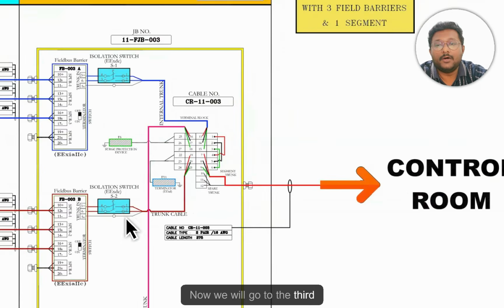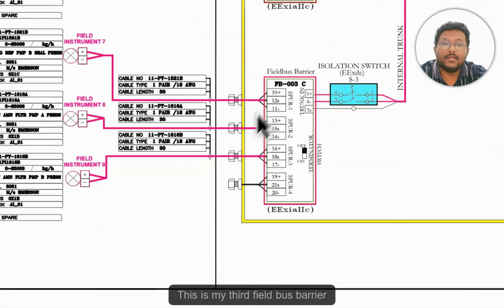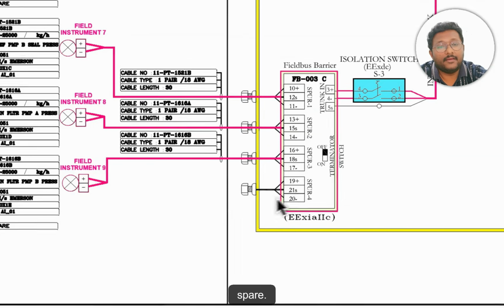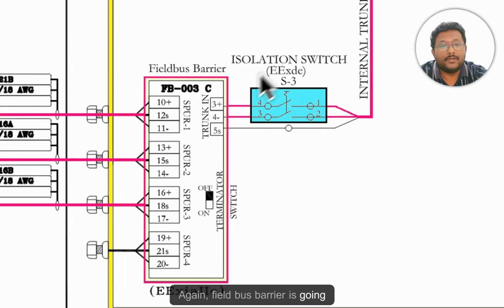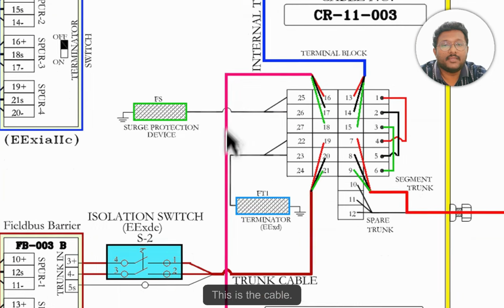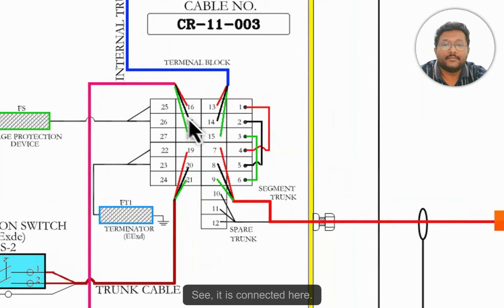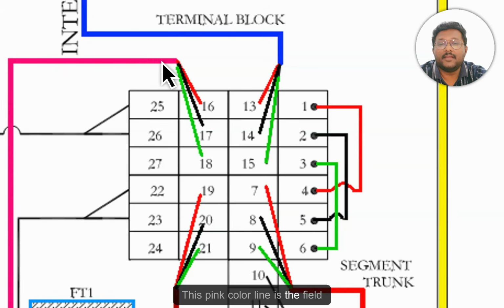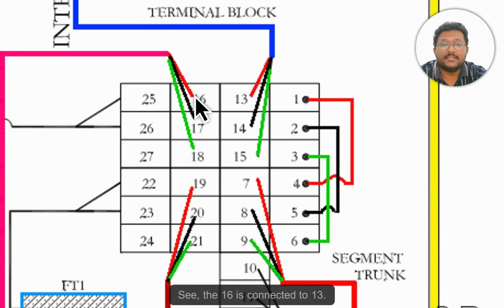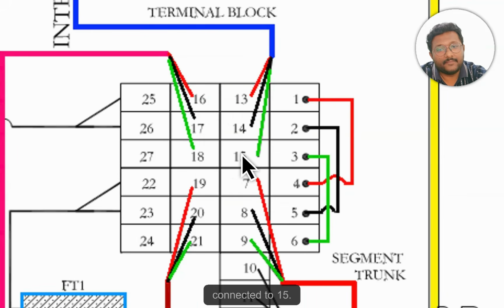Now we will go to the third field bus barrier. This is my third field bus barrier, or barrier number C; A, B, C or 1, 2, 3. Instruments 1, 2, 3 are connected and the fourth one is spare. Again, from the field bus barrier it is going to the isolation switch. From the isolation switch, again it will go to the terminal block. This is the cable. See, it is connected here, right? This pink color line is the field bus barrier number 3. See, 16 is connected to 13, 17 is connected to 14, 18 is connected to 15. That means this is also in parallel, right?